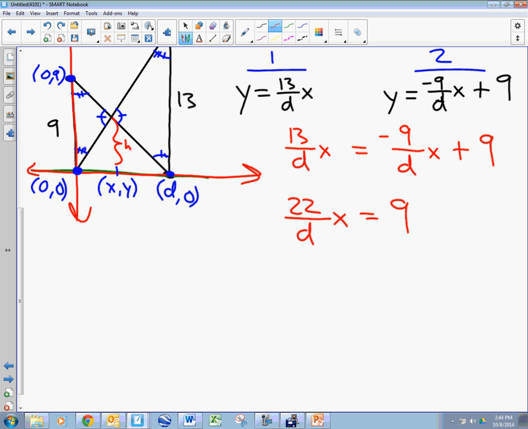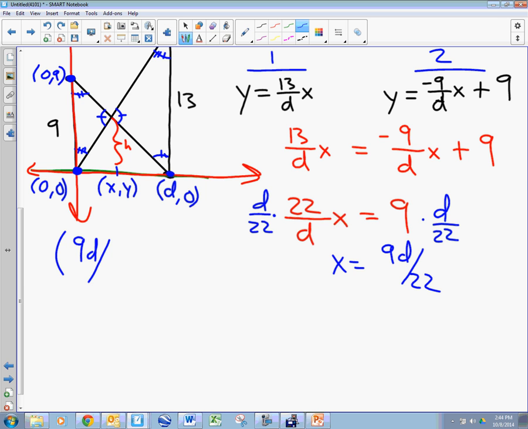What am I trying to solve for? We want to solve for x, okay? We want to know the x coordinate. So to get rid of this fraction, I multiply by the reciprocal, d over 22 times d over 22. I get x is equal to 9d over 22. Don't worry about the d, okay?